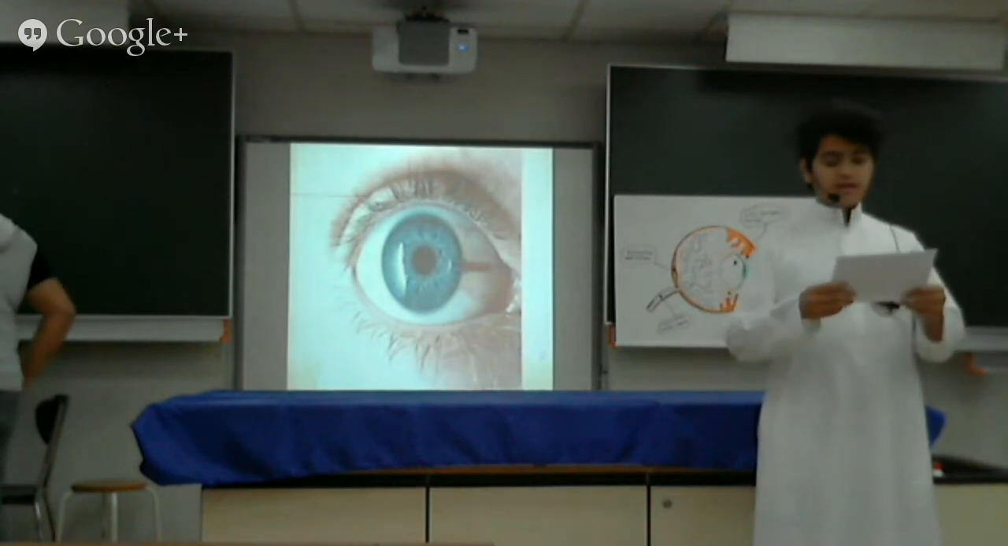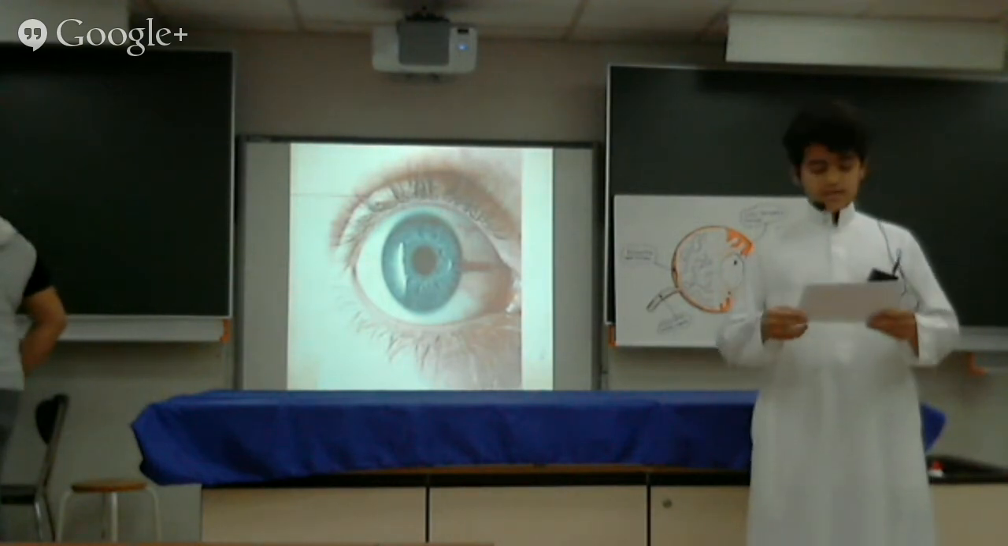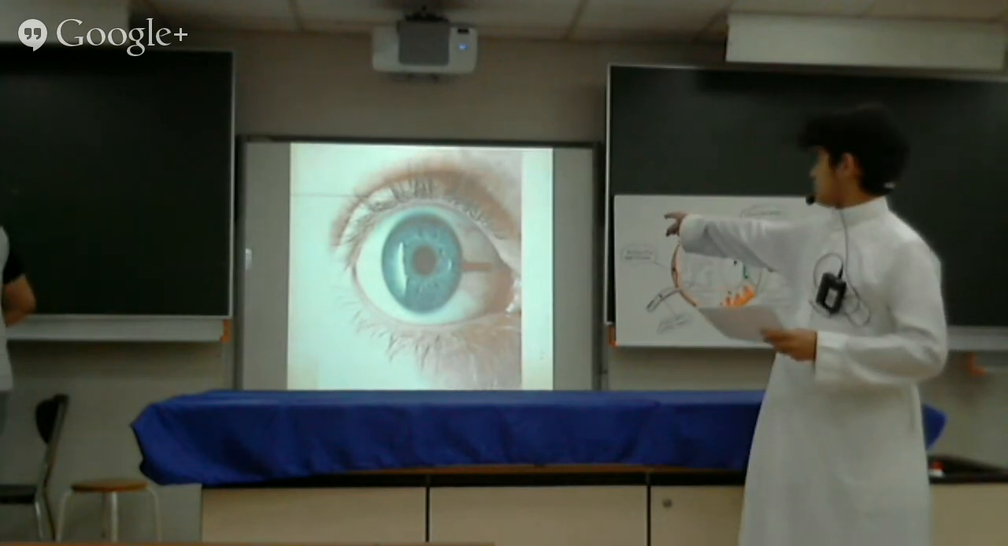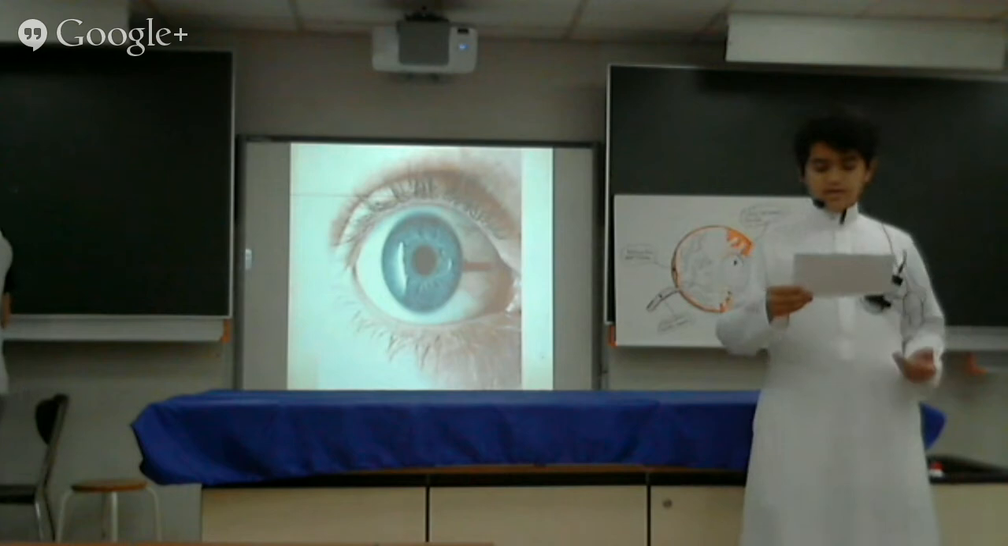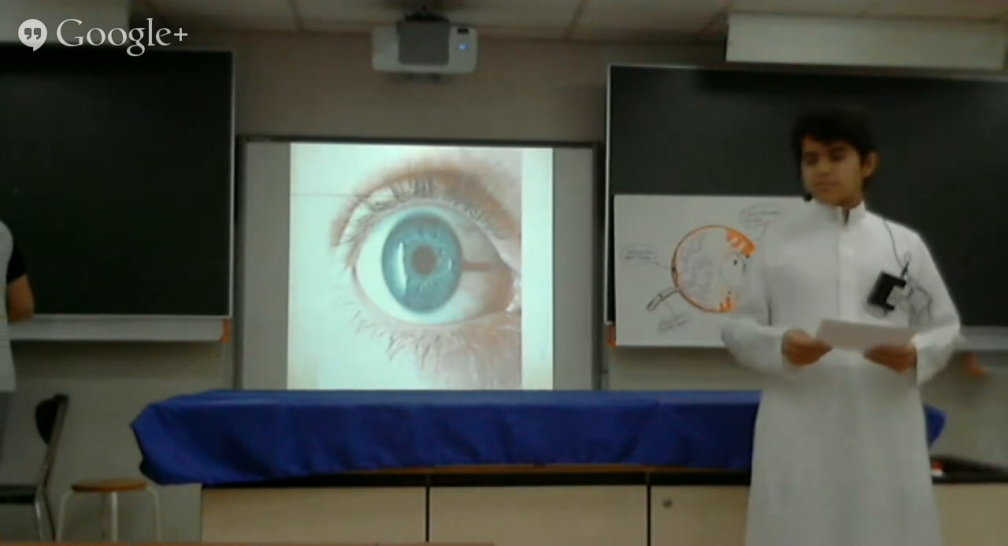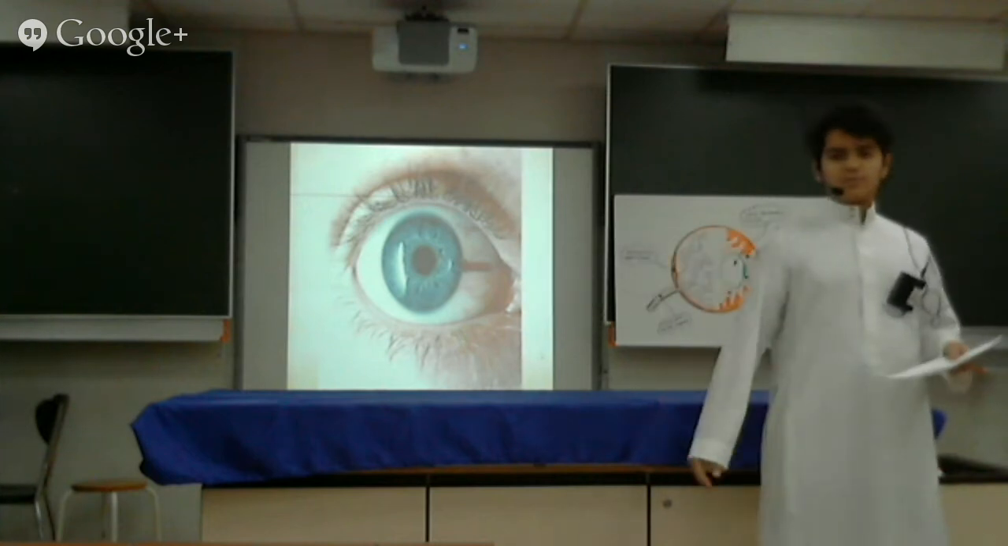In bright light, the iris relaxes. In dim light, the iris contracts. And this is the colored part of the eye. It's called the iris. And about the lens and the pupil, what's the lens and the pupil? It's going to be presented to you by my friend Abdurrahman Al-Haidan.